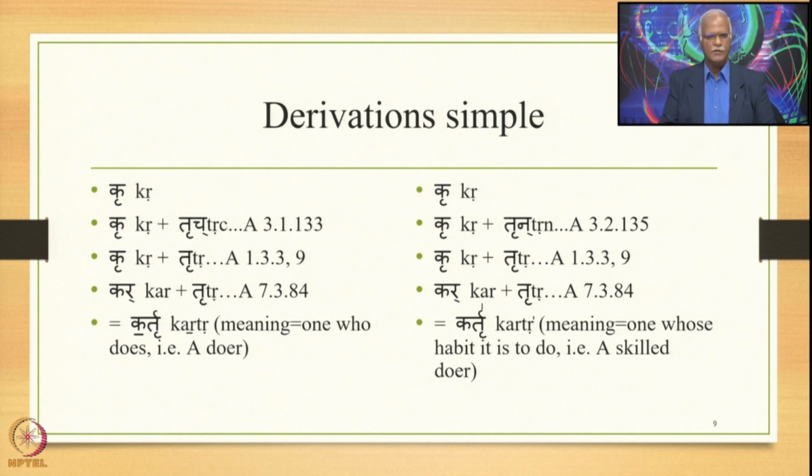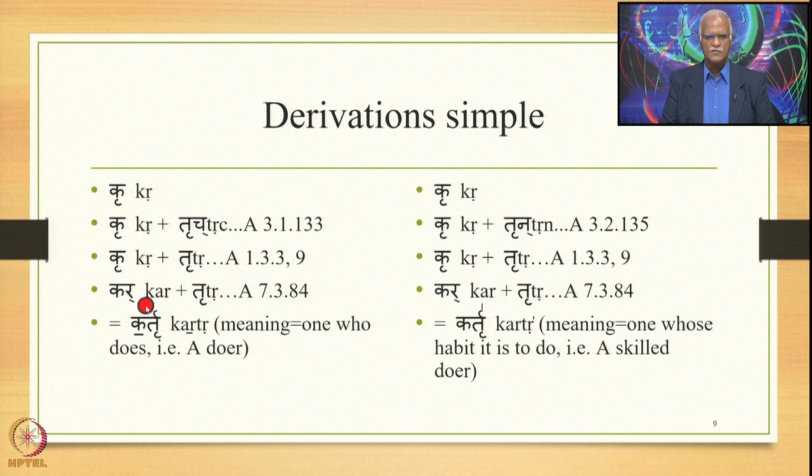So here we have the verbal root kru and we are deriving the agentive form derived from verbal root kru after adding the suffix truch. So we have kru plus truch added by 133. Then by 133 and 139 we get kru plus tru. Then by 7384 kru becomes kar and we have kar plus tru and so we get the form kar tru.